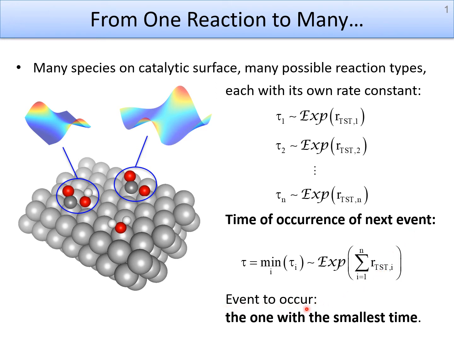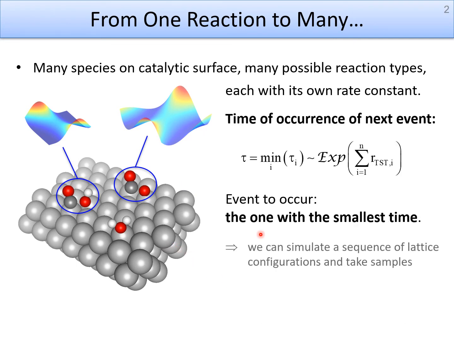What is the event that is going to occur? The event with the smallest time, right? The event with the minimum out of all of these times. And sometimes we say that this is the imminent or most imminent event out of all of them. So I now have a recipe for creating random times of events and then finding which event is going to happen next. This allows us to simulate a sequence of lattice configurations and take samples.